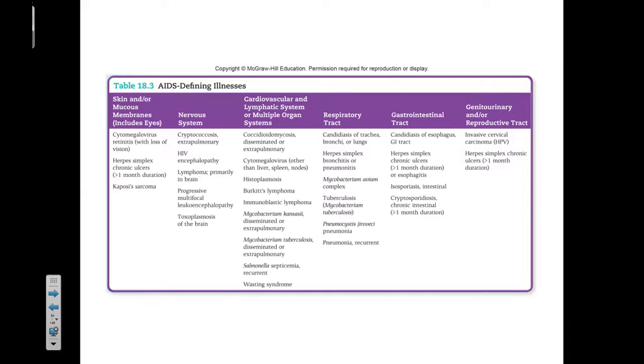If we look at these diseases that can be associated with HIV/AIDS, they can include cytomegalovirus retinitis, causing the patient to lose their mind. We could have Burkitt's lymphoma. We can have cytomegalovirus affecting our liver, spleen, or lymph nodes. We can have tuberculosis, recurrent pneumonia. We can have herpes. We can have yeast infections of the trachea and the bronchi and lungs.